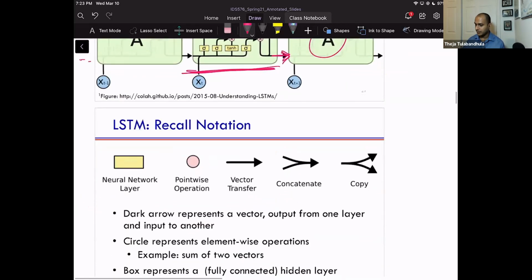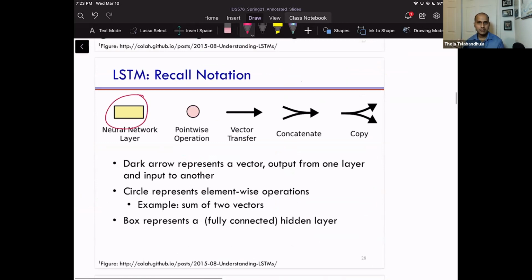Again, in terms of notation, yellow blocks represent fully connected layers. So a fully connected layer is just one layer, basically a hidden layer.